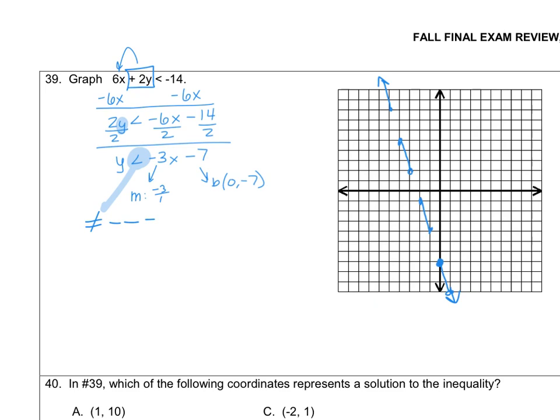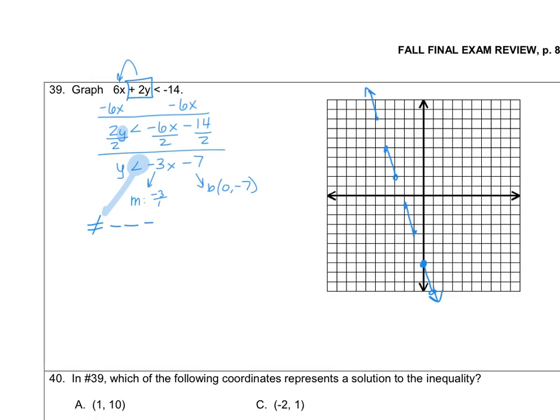All right, and then we're going to look at how to do the shading. We can look at the fact that it's going to be less than my y-intercept, but I prefer to look at (0, 0), so I'm going to test that point. I'm going to plug everything in: 6 times 0 plus 2 times 0 is that less than negative 14? Well, that zeroes everything out. Is 0 less than negative 14? No. So that means (0, 0) is not part of the solution, and it's not going to be part of the shaded area. So I'm going to shade on the opposite side, far away from it, and less than my y-intercept.